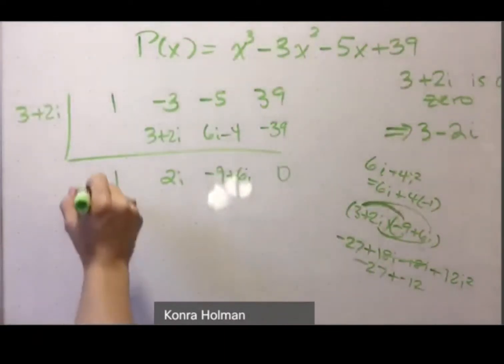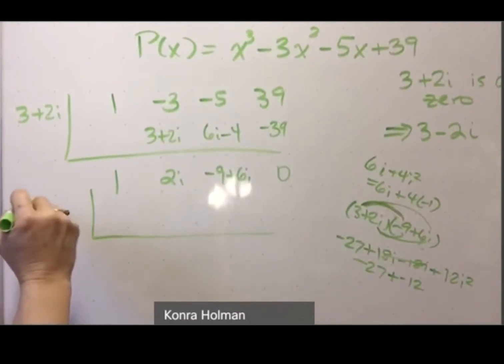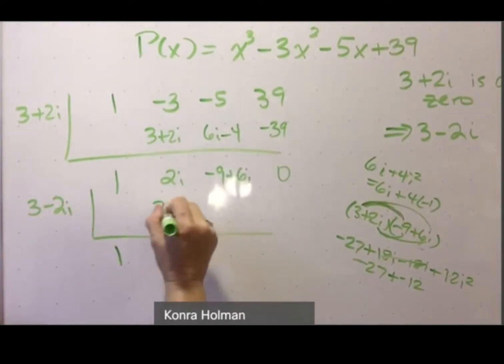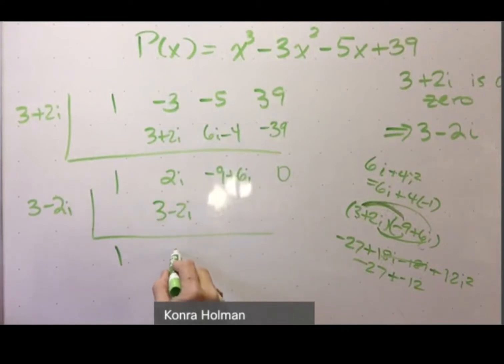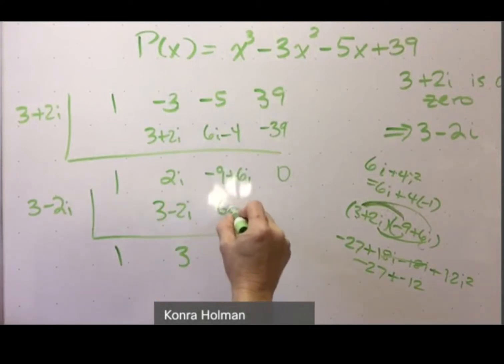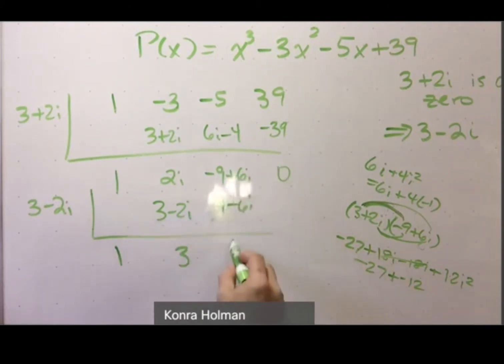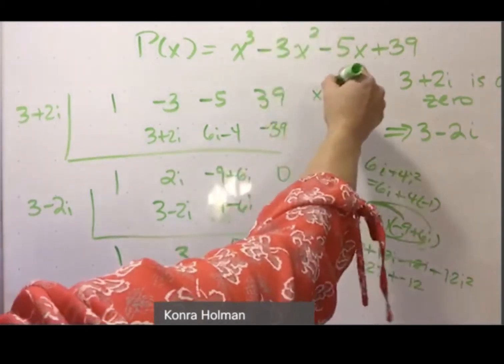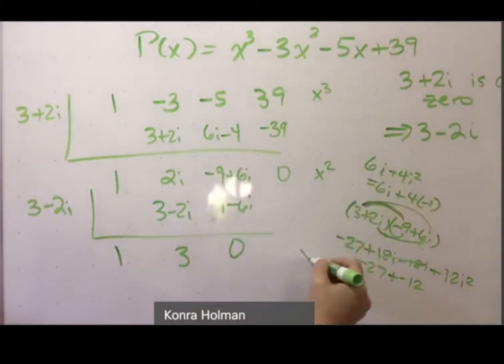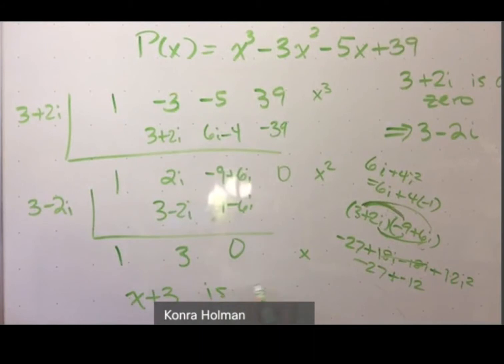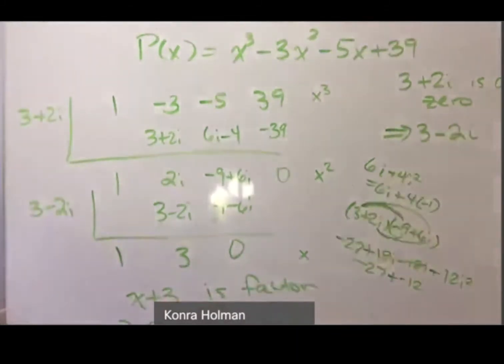Okay, so then I could do it again. I could use 3 minus 2i. This is 3 minus 2i, so that's just 3. So this is 6. No, this is 9 minus 6i. And that's 0. So this was x cubed. That means that this is x squared, which means this is just x's. So this is x plus 3. So x plus 3 is a factor. And that tells me that x equals -3 is a 0. This was my first 0. There was my second 0.